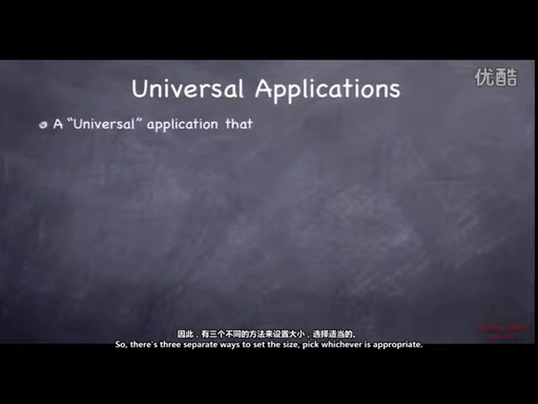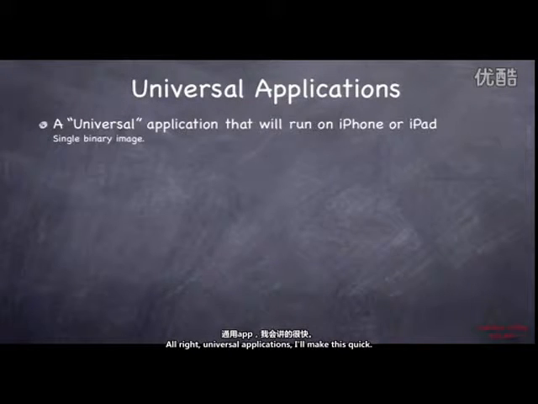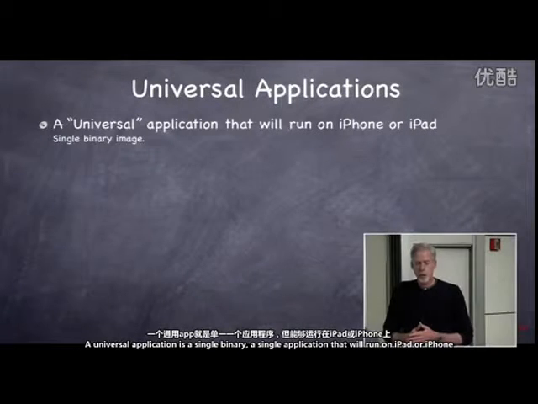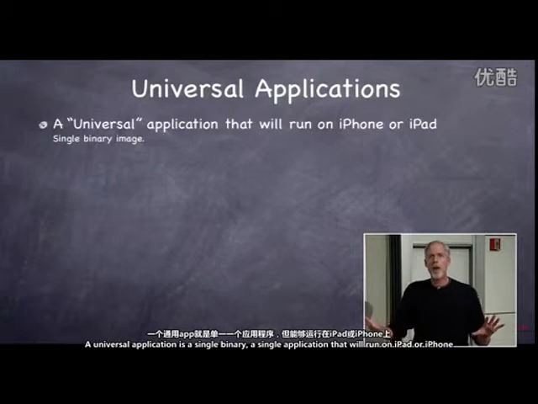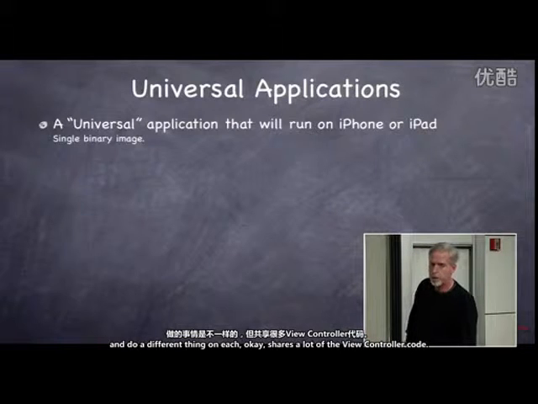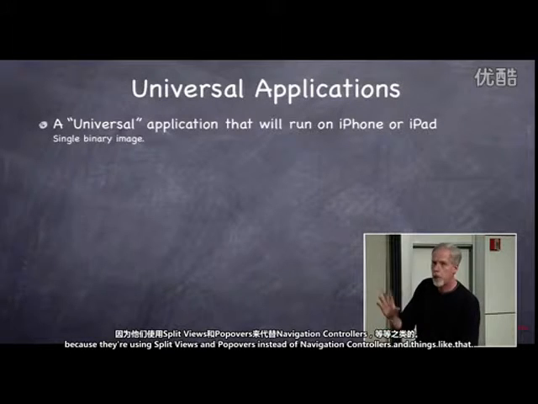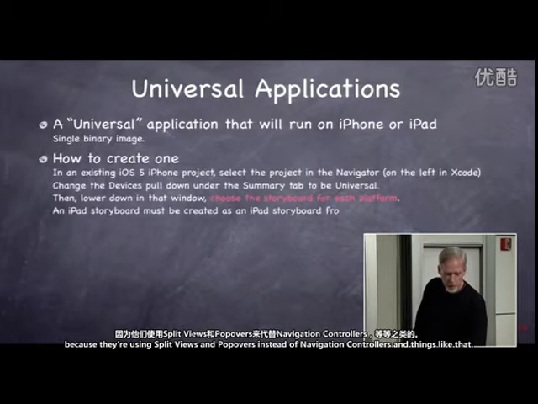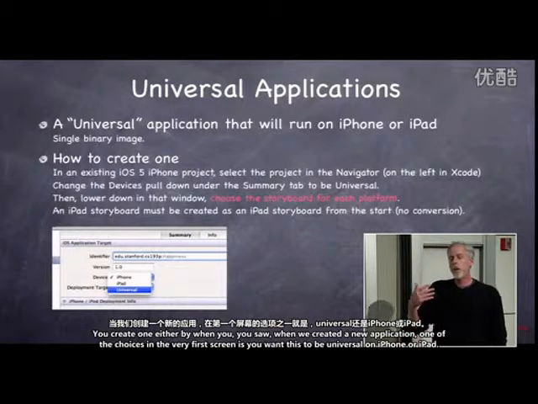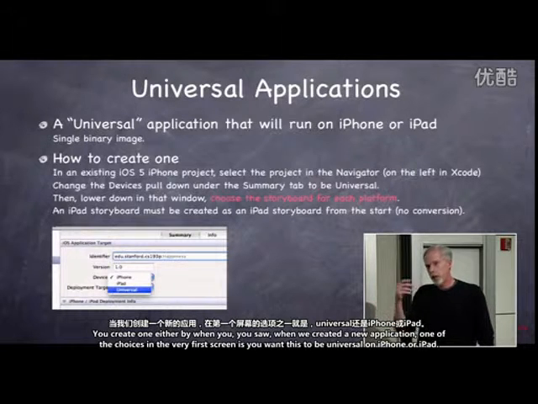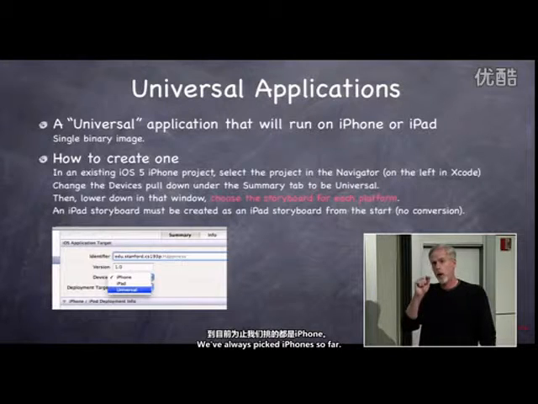All right, universal applications. I'll make this quick. A universal application is a single binary, a single application that will run on iPad or iPhone and do a different thing on each. It shares a lot of the view controller code, but the UIs look different because they're going to use split views and popovers instead of navigation controllers and things like that. You create one when you create a new application; one of the choices on the very first screen is whether you want this to be universal, iPhone, or iPad. We've always picked iPhone so far.